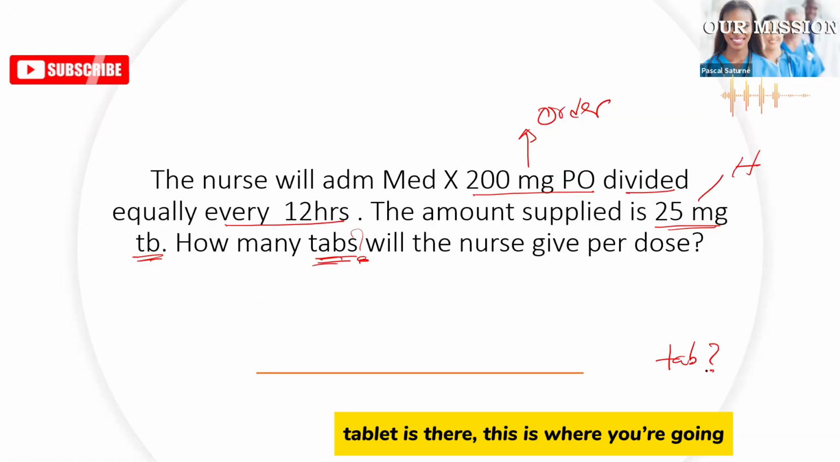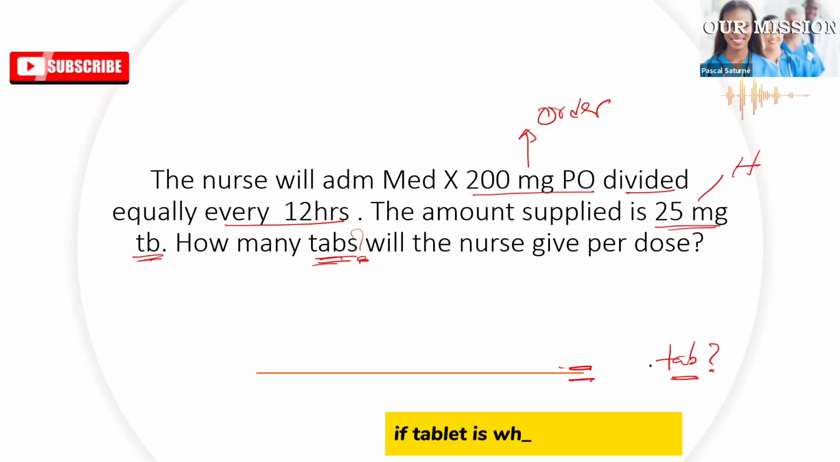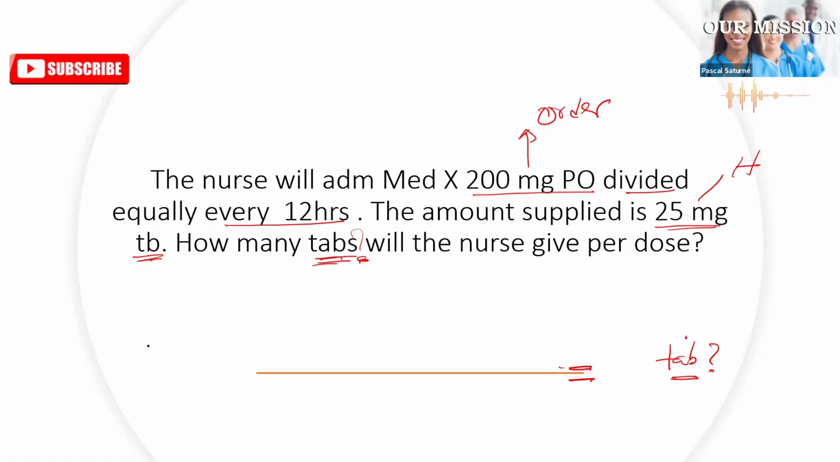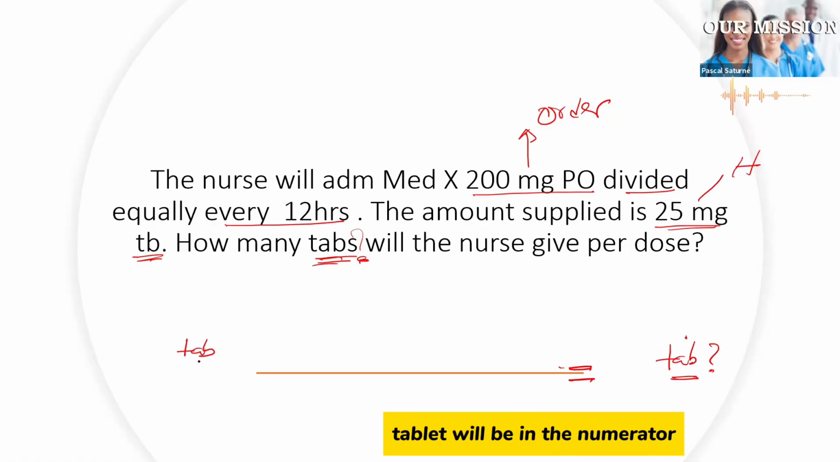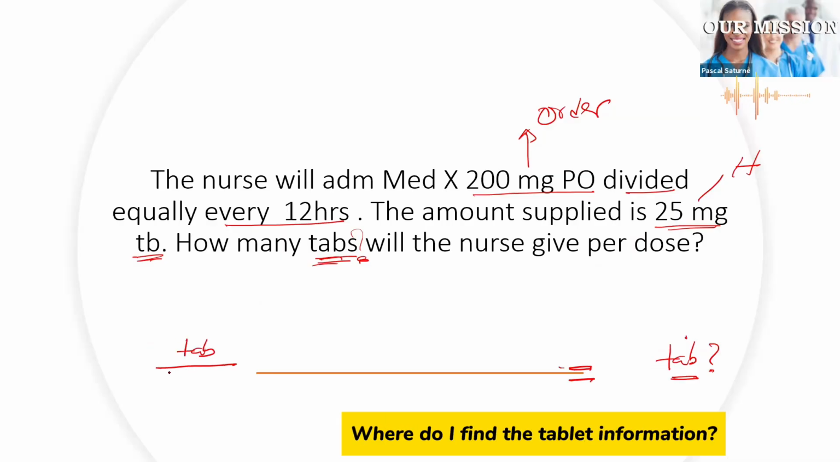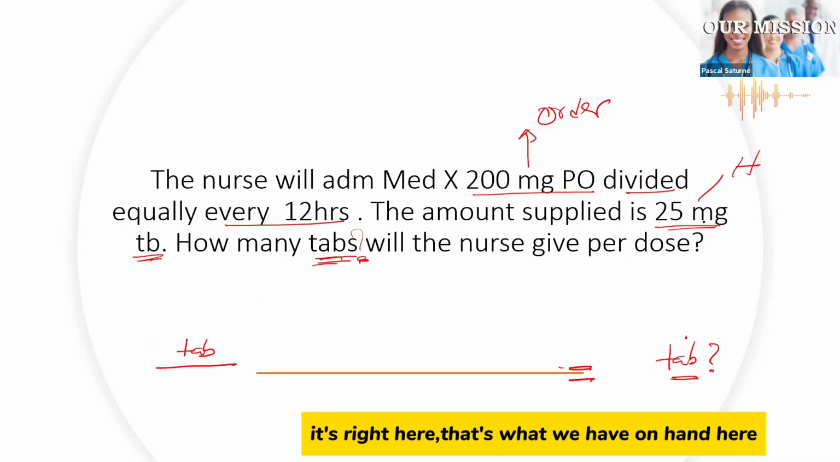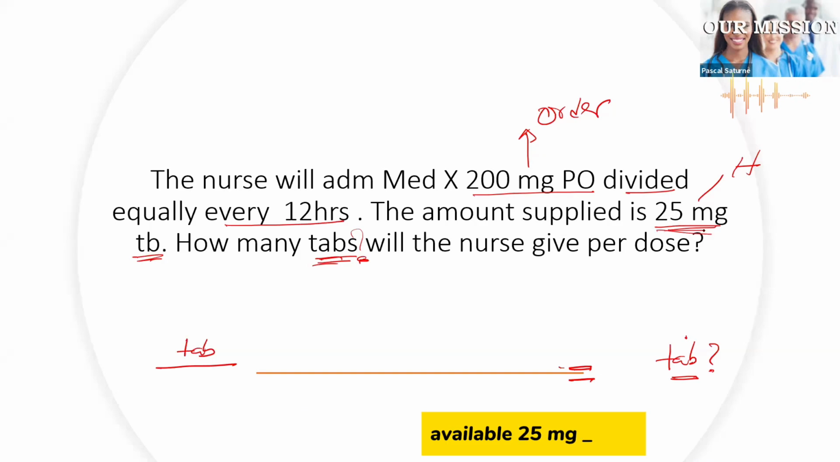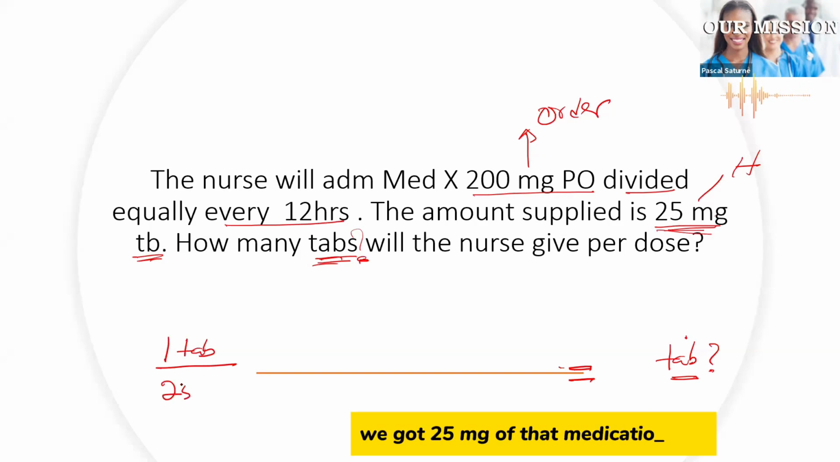Tablet is where you're going. If tablet is where you're going, tablet will be in the numerator. Where do I find the tablet information? It's right here. That's what we have on hand. Available 25 milligram tablet. Per one tablet, you got 25 milligram of that medication in it.